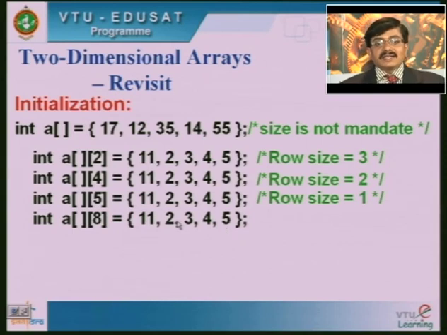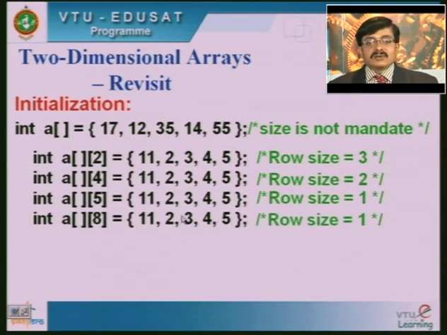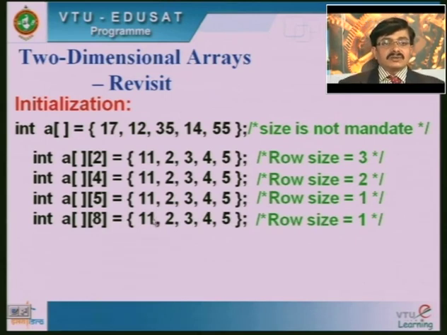So, it will treat the row size as 1, and in the row we have only 5 elements there, and the remaining elements will take the default value of 0. So, in this particular case, the 0 0 index is 1, the 0 1 index is 2, the 0 2 index is 3, the 0 3 index is 4, the 0 4 index is 5. The remaining elements will take the default value of 0.